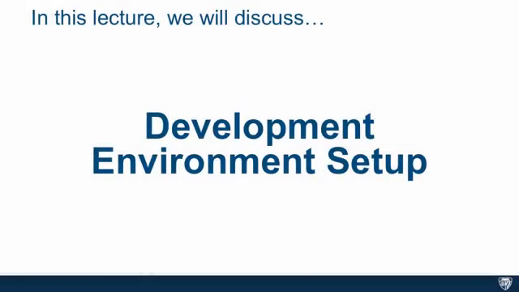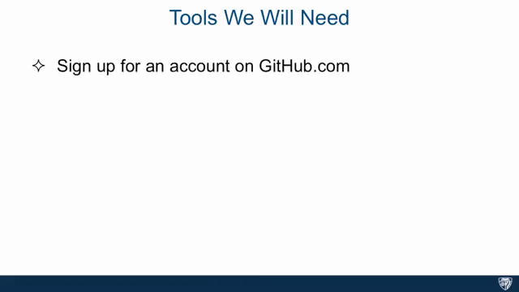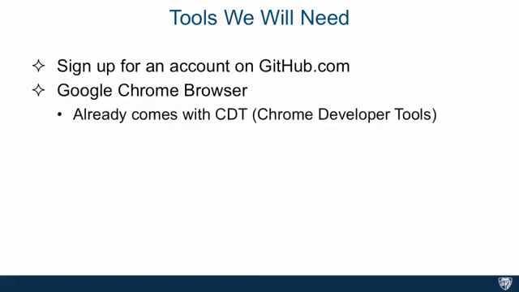In this lecture, we're going to go over how to set up your development environment. So what tools are you going to need for this course? Number one is you're going to need to sign up for an account on github.com. Number two is we're going to heavily rely on the Google Chrome browser, so you definitely download and install that. And the Google Chrome browser already comes with what's called CDT, otherwise known as Chrome Developer Tools, and we're going to be using them pretty extensively as well.